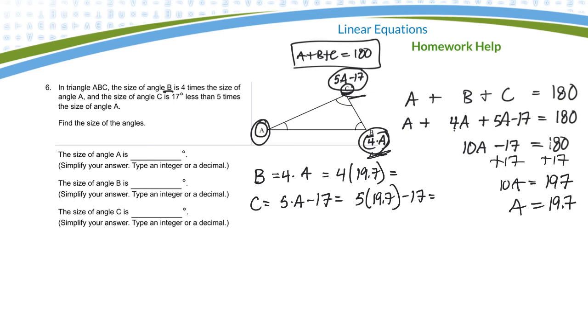Okay, let's determine what each of those are. Okay, there I came up with two things on the calculator. Now just to check, an easy way to check would just be to add them all together. So if you have 19.7 plus 78.8 plus 81.5, that's 180. Sure enough, they add up. So those would be your three angles.